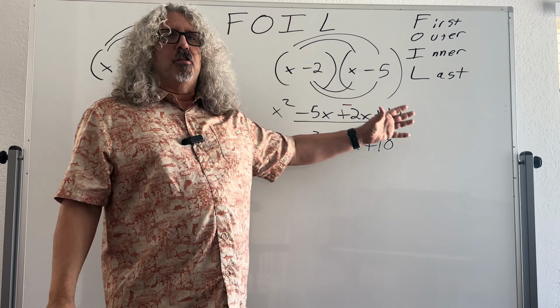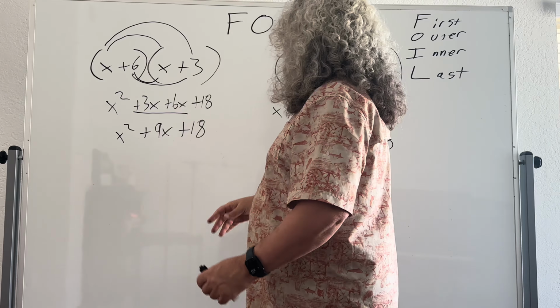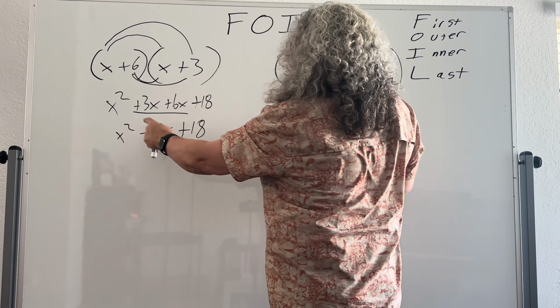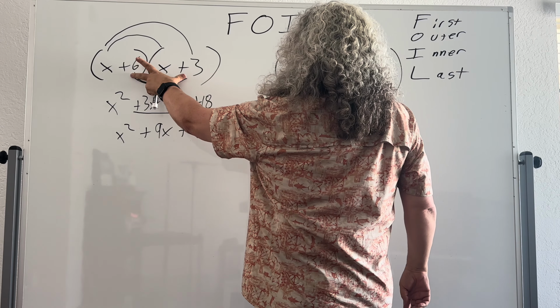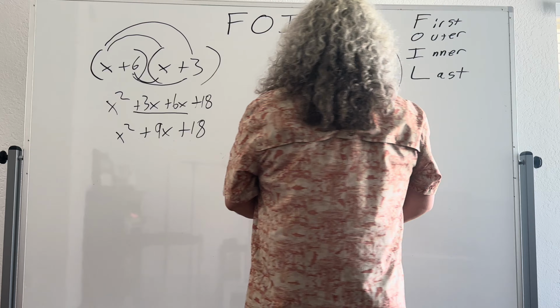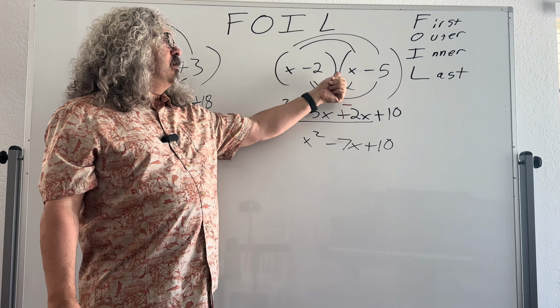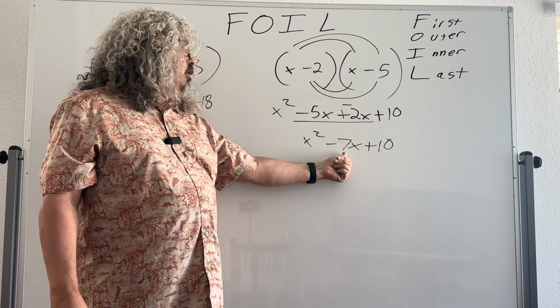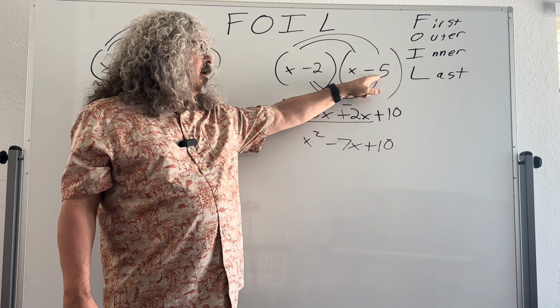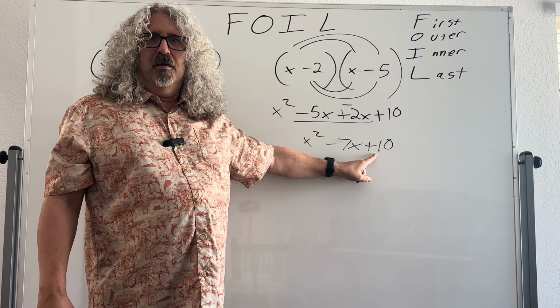I also want you to notice one more thing as I look at these. I went through all those steps, but let me show you a bit of a shortcut. Look over here. What happens when I add these two numbers together? I get 9. What happens when I multiply them together? I get 18. Look at this one. What happens when I add negative 2 and negative 5? I get a negative 7. What happens when I multiply negative 2 and negative 5? I get a positive 10.